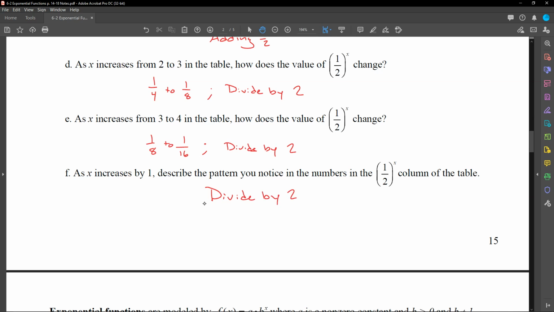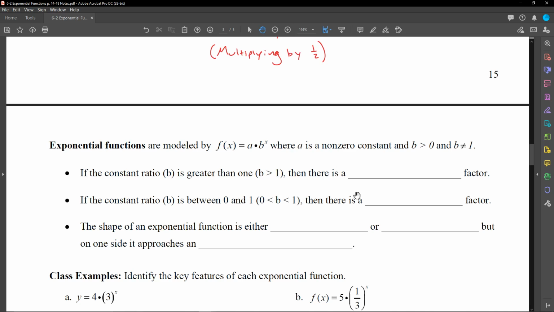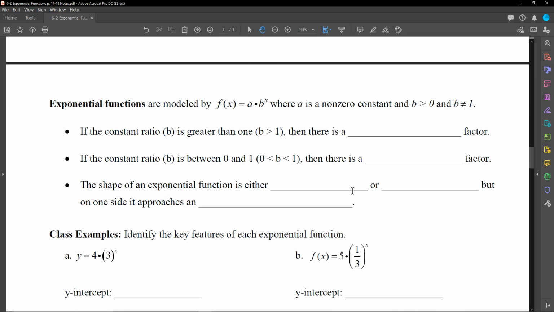And I'm going to put a note in here. Remember, dividing by 2 is the same as multiplying by the reciprocal. So multiplying by the reciprocal, 1/2. So you can also think of it that way. Divide by 2 or multiply by 1/2. Go ahead and flip the page.